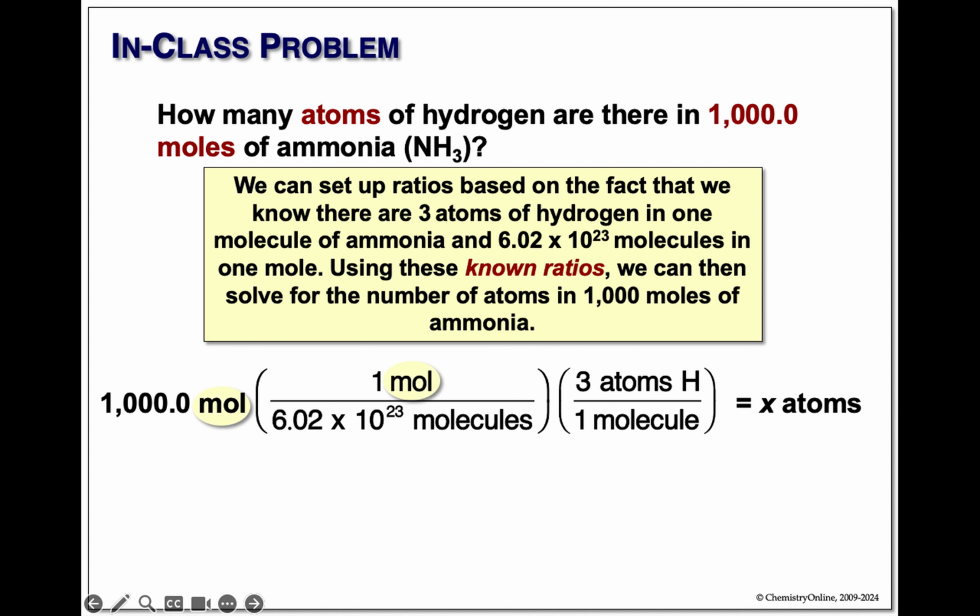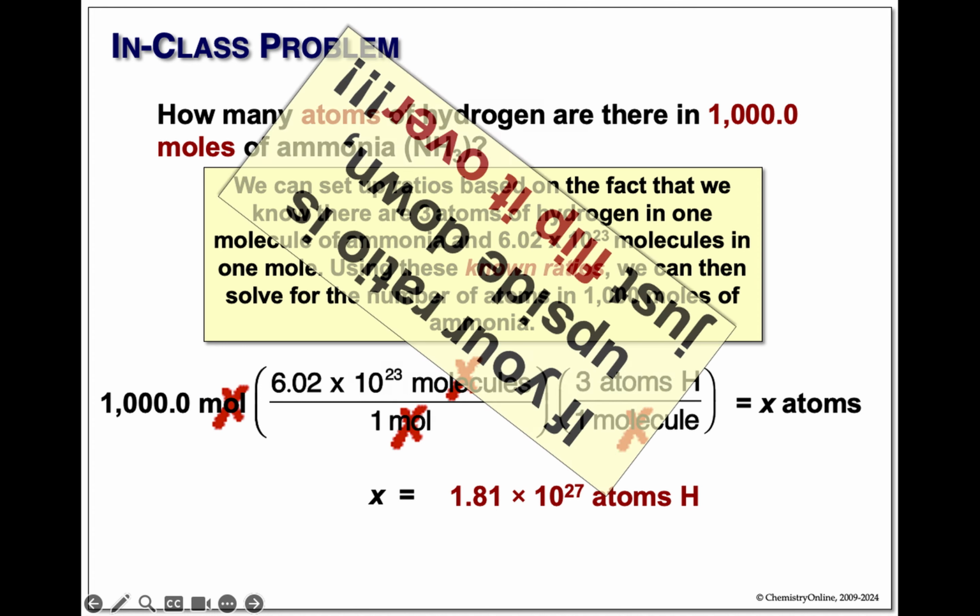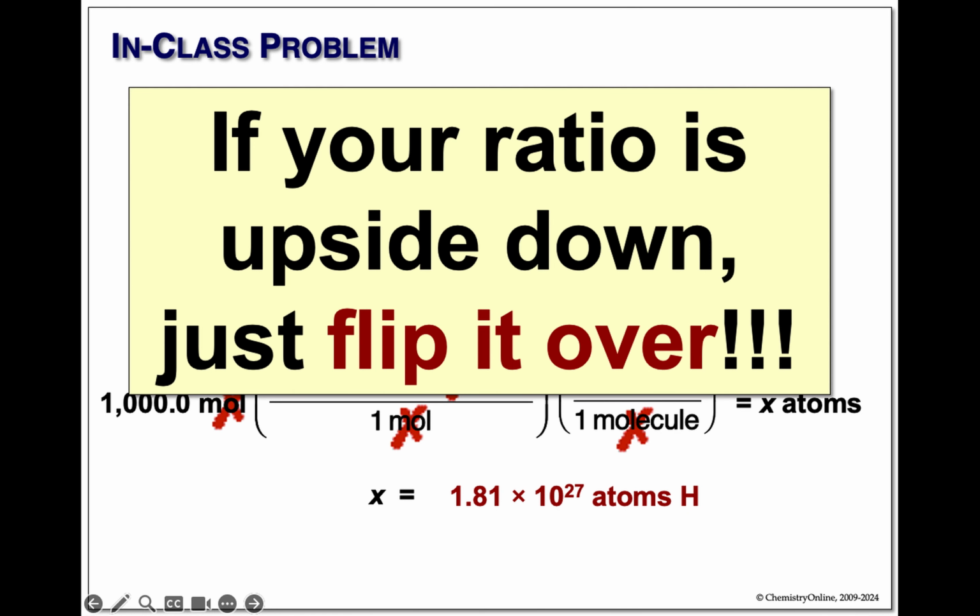What do? Just take the ratio and flip it upside down. Now everything cancels nicely. The bottom line, if you write a ratio upside down on one of these things, just flip it over. Mathematically, it's a valid operation. Any questions?